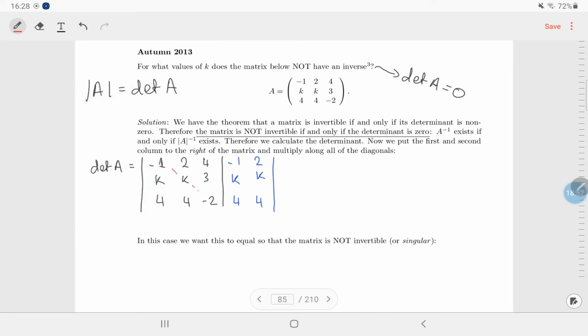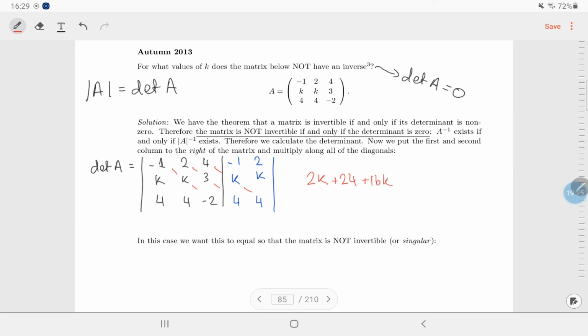So minus 1 by k by minus 2, 2 by 3 by 4, 4 by k by 4. The minus 1 by k gives us minus k, by minus 2 is 2k. The next one is 2 by 3 is 6, by 4. What's 6 by 4? I'm drawing a blank. It's 24, isn't it? 6 by 4. Yeah, of course. Sorry, I've gone a bit thick. Well, not thick, but anyway, right, 4 by k by 4 is 16k.